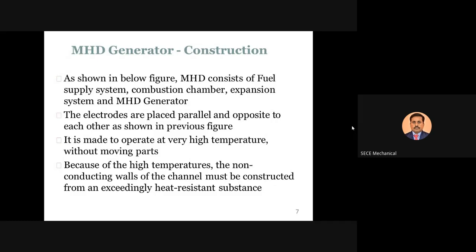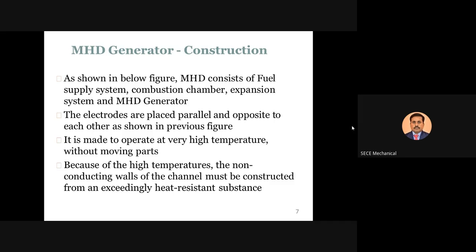Because of the high temperature, the non-conducting wall of the channel must be constructed from an exceedingly heat resistant substance. So the construction of the MHD generator parts should be very high temperature. It operates at very high temperature, so it should withstand high temperature. Without being disturbed or affected by the high temperature, the component material should be used. That is what you have to keep in mind.